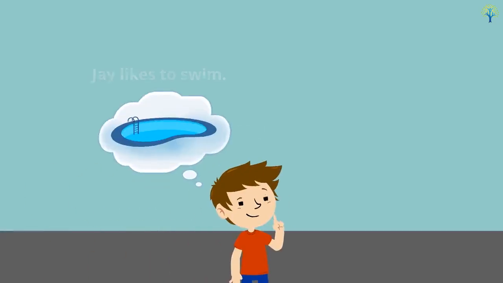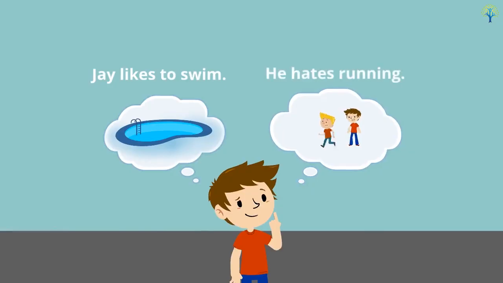Use but when the second part of the sentence makes a statement which is in contrast to the first part of the sentence. For example, instead of saying Jay likes to swim, he hates running, you can say Jay likes to swim but he hates running.